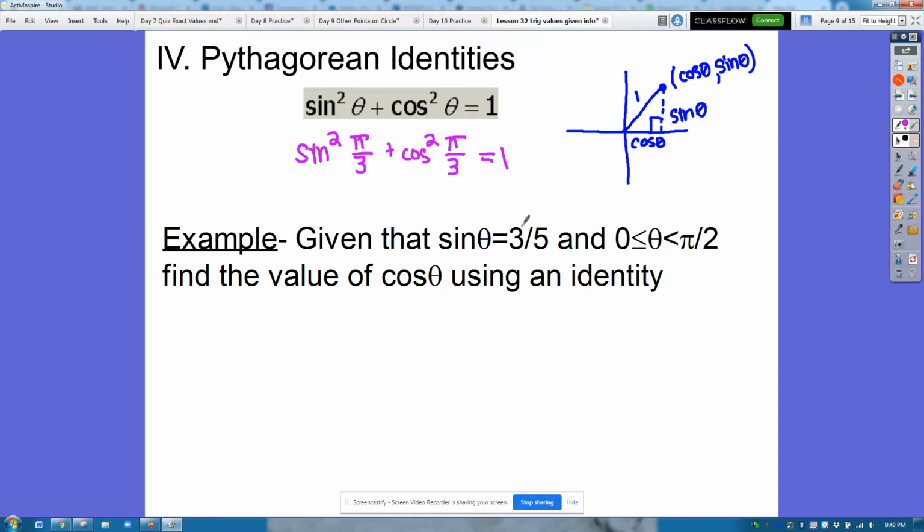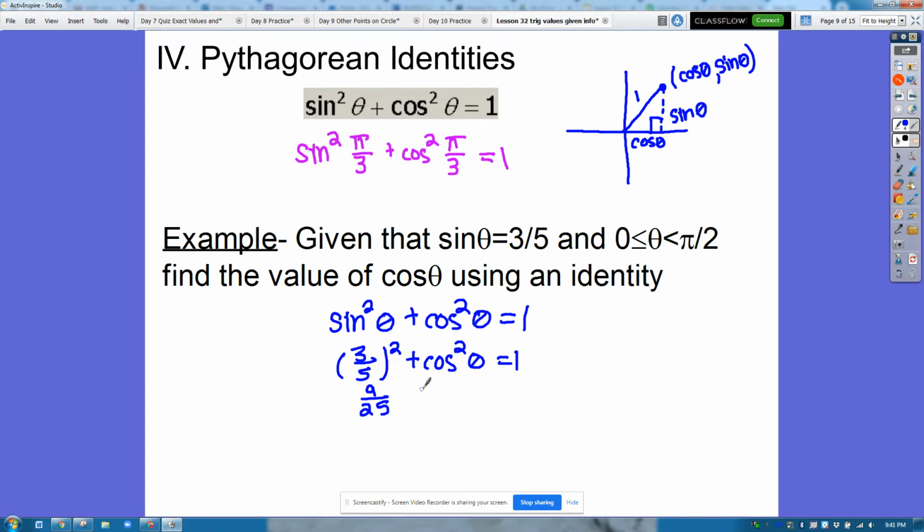Given that sine of theta is 3/5 and that theta is between 0 and pi over 2, find the value of cosine of theta using an identity. Right? So how we could use this Pythagorean identity is we could say, okay, I know sine is 3/5. So I'm going to plug that into sine squared plus cosine squared equals 1. So sine is 3/5. 3/5 squared plus cosine squared of theta is 1. 3/5 squared is 9/25. I'm going to subtract over the 9/25.